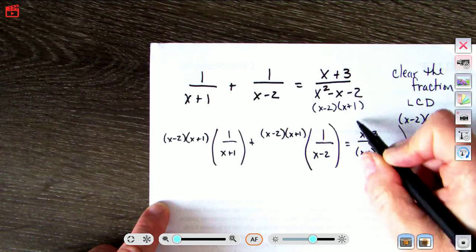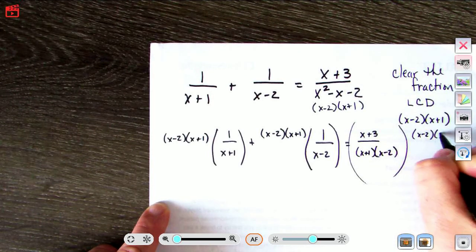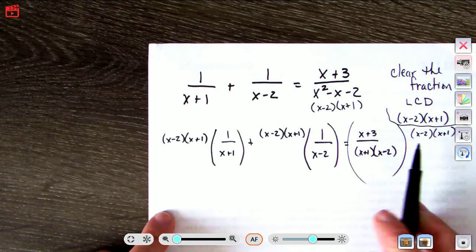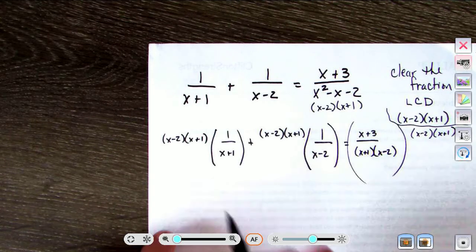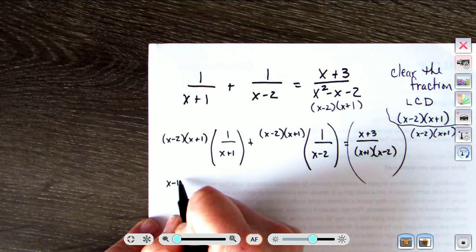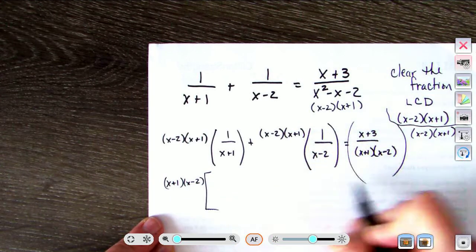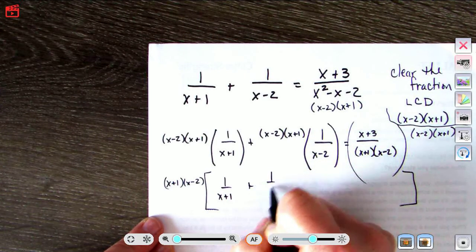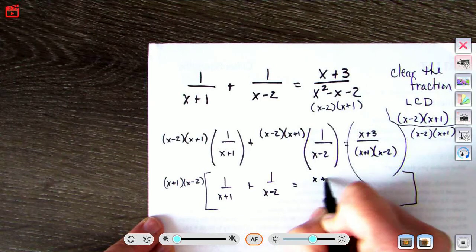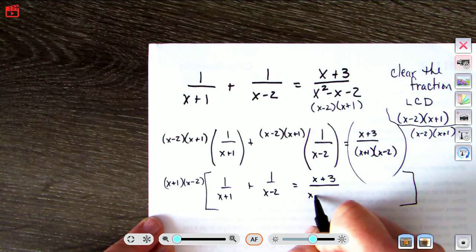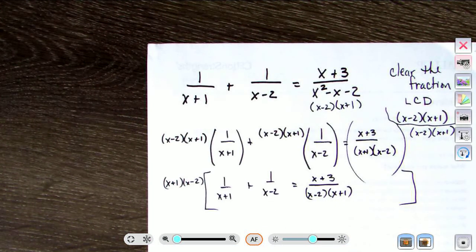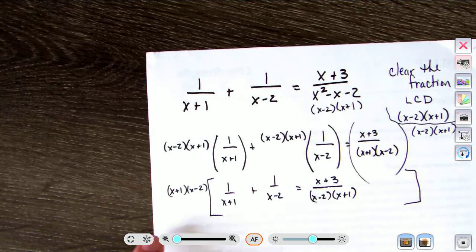And this is going to be multiplied by that x minus 2, x plus 1. Okay. Some people will multiply it and then have, I've seen it written this way. I've done this as well. X plus 1, x minus 2. And I'll have the whole fraction written out, or the whole equation. Okay. Whatever way makes it easier for you to understand.